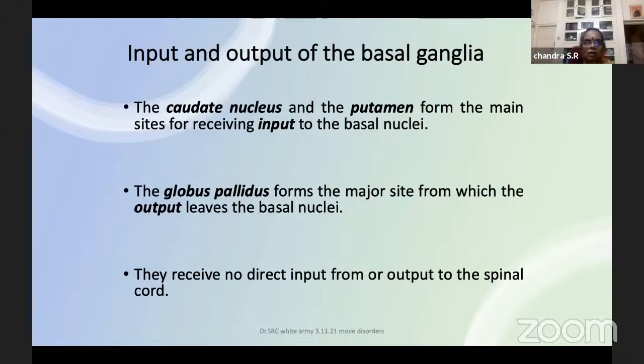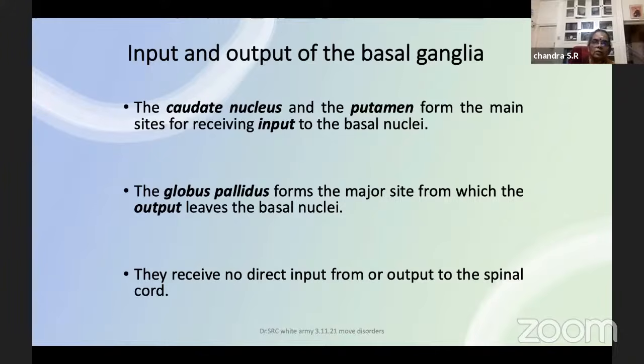So outflow is through the globus pallidus. The major structures which receive information from the cortex are the striatum, otherwise the caudate nucleus and the putamen. The major structure which transmits information to other areas is the pallidum, the globus pallidus, which forms the major site from which the output leaves the basal ganglia. And they do not have a direct connection to the spinal cord. Instead, they are connected to the spinal cord through various brainstem nuclei, the vestibular nucleus, the reticular nucleus, the red nucleus, and these brainstem nuclei connect to the spinal cord.